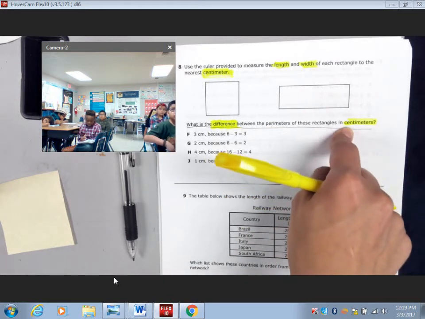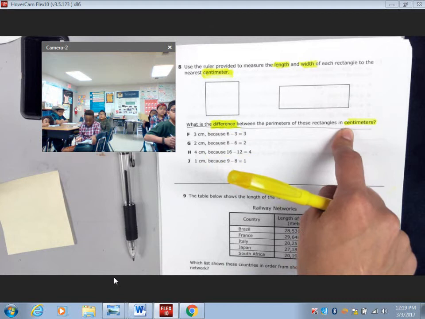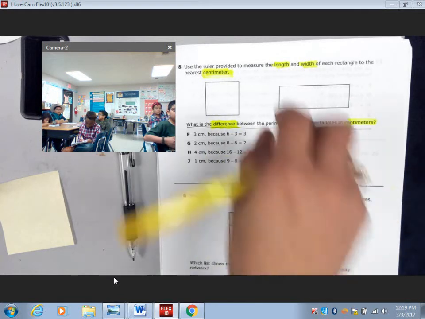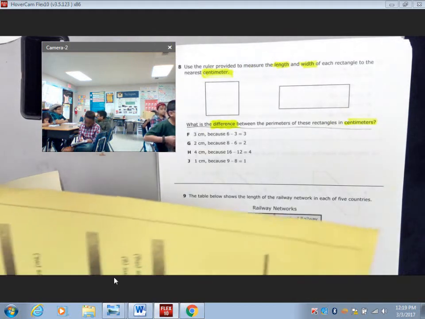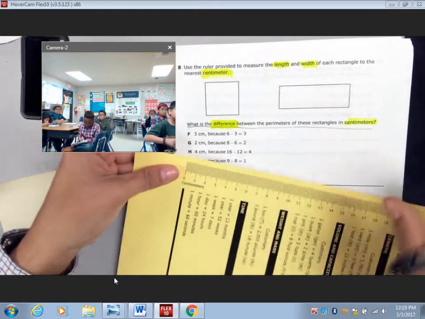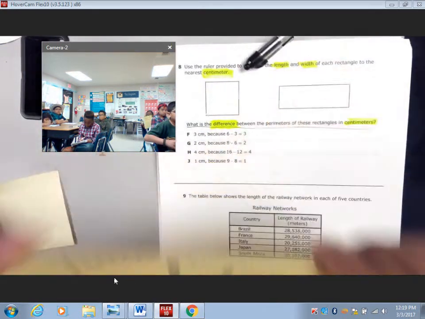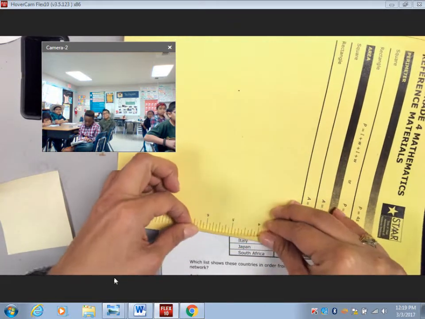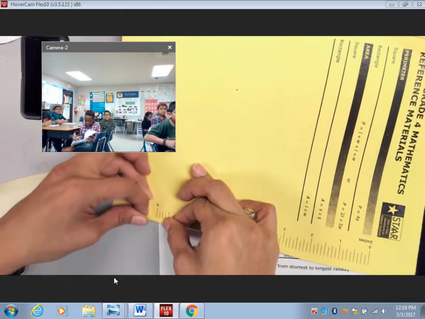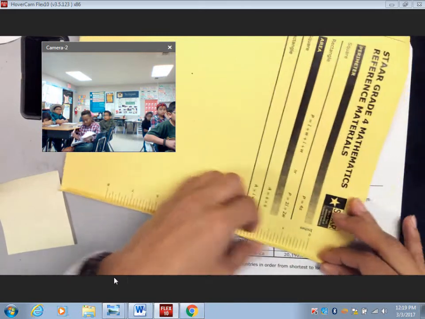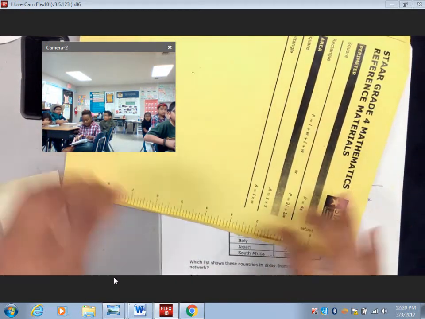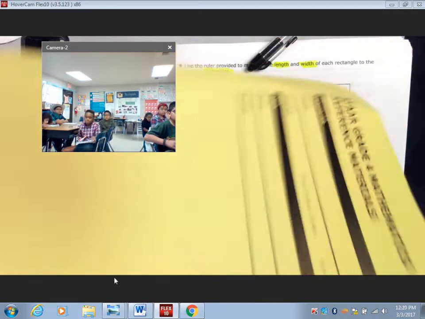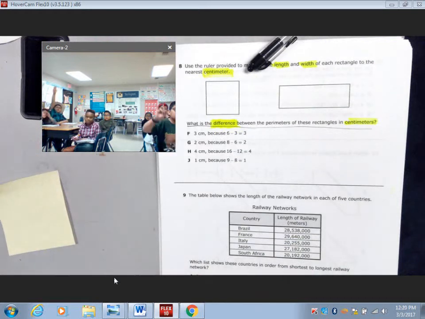Is it asking us to subtract? Yes. What are we subtracting? The perimeters. Okay. So let's go ahead and start the measuring. What I like to do, since there's this space right here, is fold it over so that we can get a more accurate measurement. Okay. Can one of my friends come up here and measure?